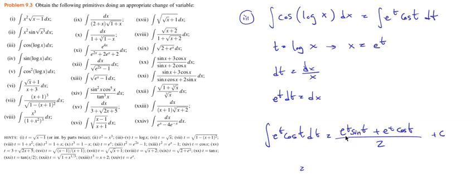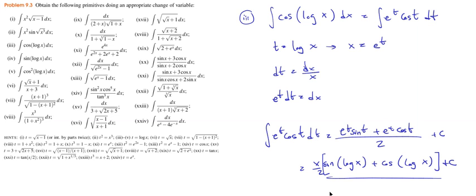Now you have to undo the change of variable. You have x divided by 2 times sine of the logarithm plus the cosine of the logarithm, plus c. Okay.